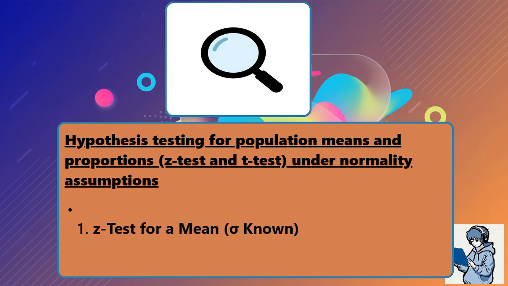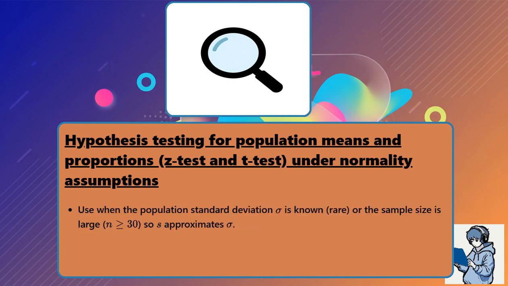Section 2. Z-test for a mean, sigma known. Z equals x bar minus mu naught divided by sigma over the square root of n. Use when the population standard deviation sigma is known, which is rare, or the sample size is large, n greater than or equal to 30, so S approximates sigma.